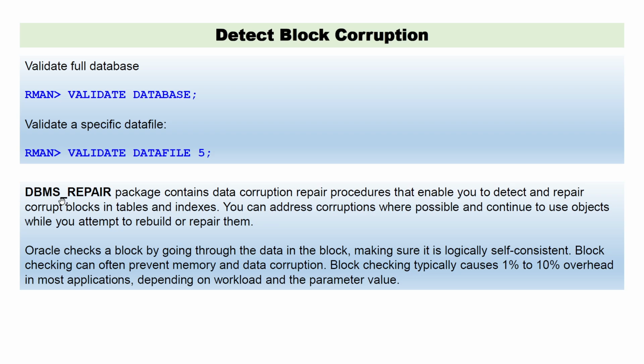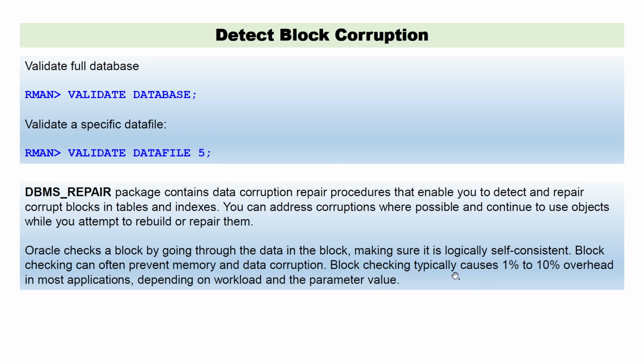Another way is DBMS_REPAIR. The DBMS_REPAIR package contains data corruption repair procedures that enable you to detect and repair corrupt blocks in tables and indexes. You can address corruptions where possible and continue to use objects while you attempt to rebuild or repair them. Oracle checks a block by going through the data in the block, making sure it is logically self-consistent. Block checking can often prevent memory and data corruption. So this is very important. Block checking can prevent memory and data corruption.